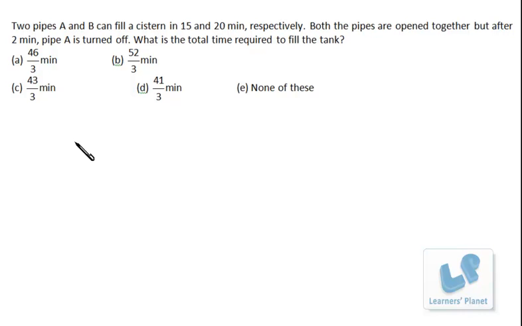Now a problem from pipes and cisterns. Two pipes A and B can fill a cistern in 15 and 20 minutes respectively. Both the pipes are opened together, but after 2 minutes pipe A is turned off. What is the total time required to fill the tank? In 1 minute, pipe A can fill 1 by 15th of the tank and pipe B can fill 1 upon 20th of the tank. So both of them together will fill 7 by 60 part of the tank in 1 minute.